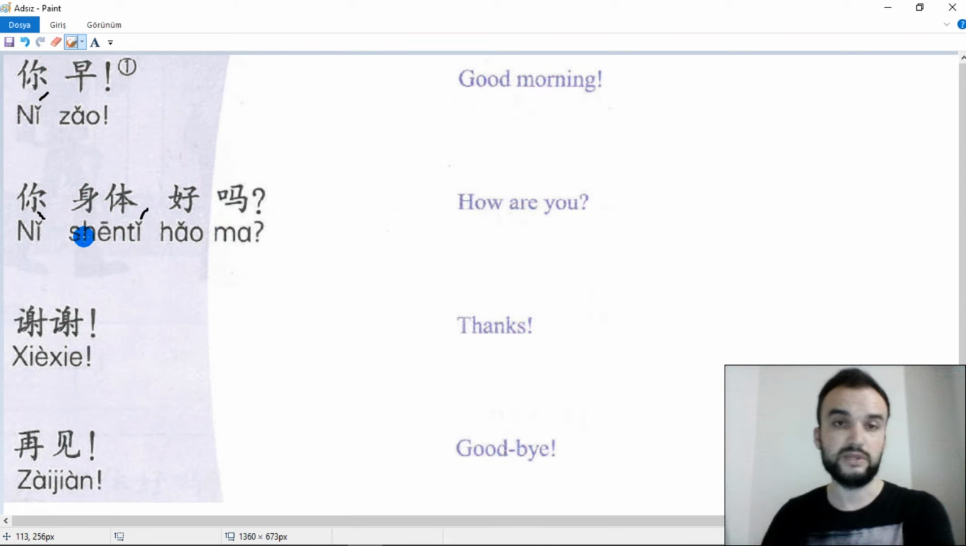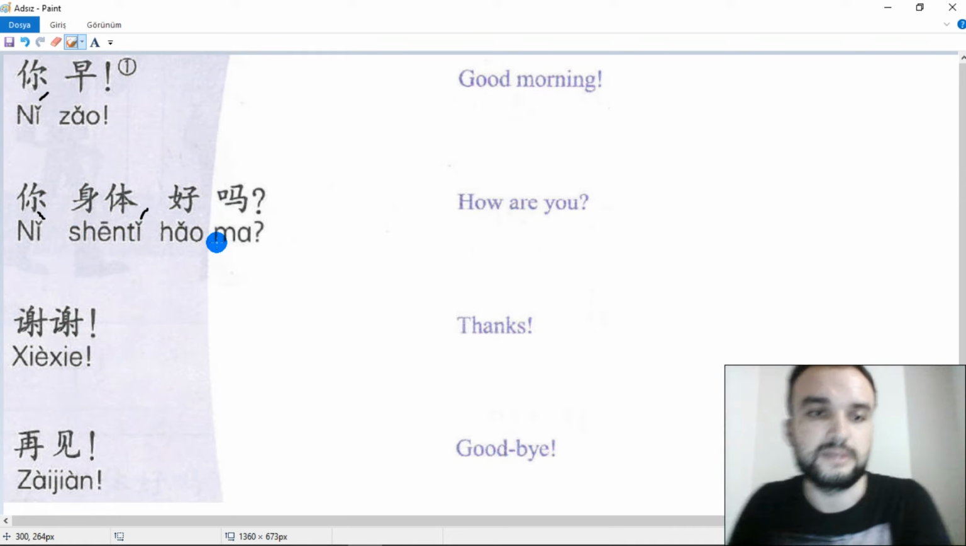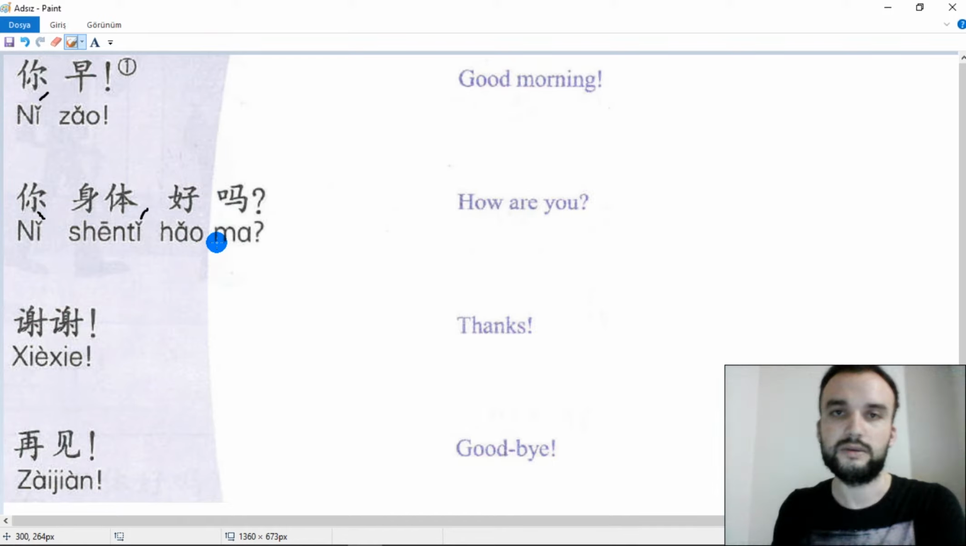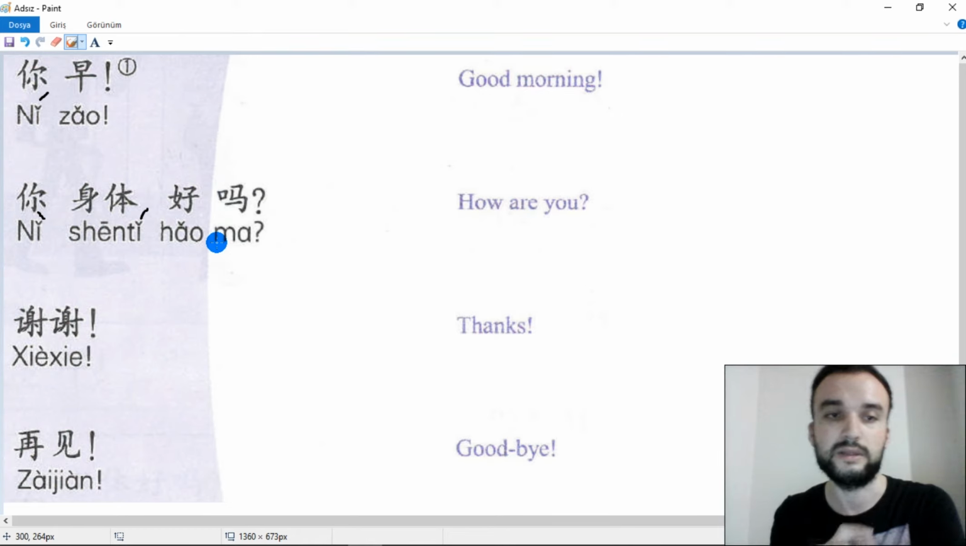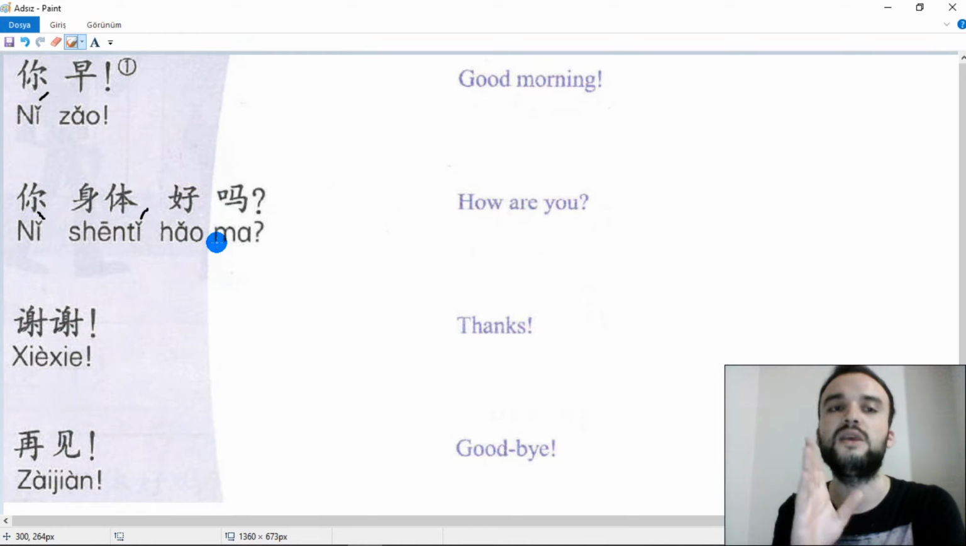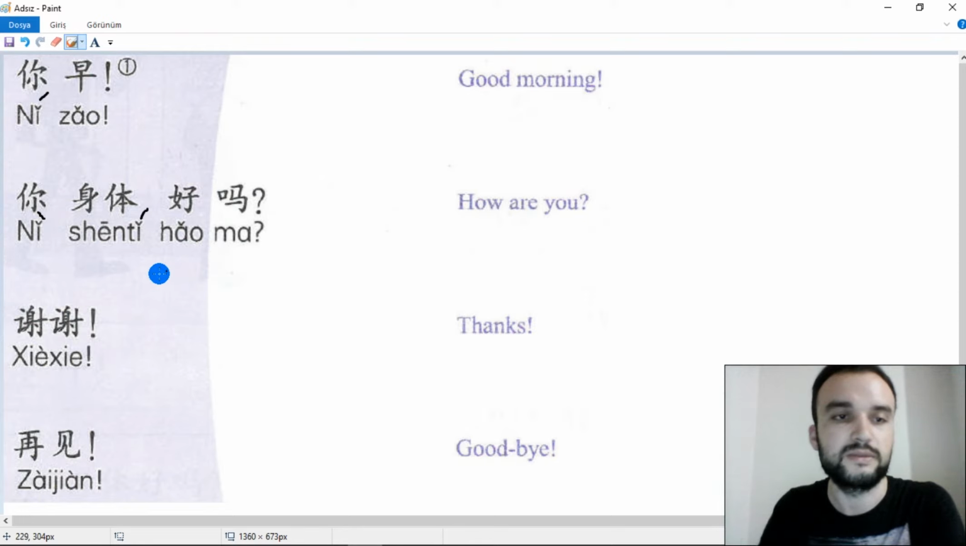Okay, practice with me. I will read this. First ni the fourth tone, ni shun second tone, shun. There is no way. Be careful about that. And ti hao ma. I am saying again. Ni shun ti hao ma. Say with me. Ni shun ti hao ma. Like that. You should practice too much.